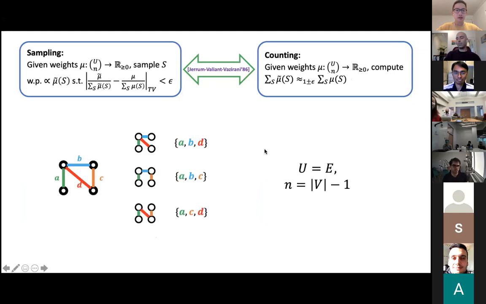Okay, so one example is spanning trees of a graph. Here, the ground set U is just the set of all edges, and the dimension is n. You can think of n as being the dimension of your problem in some sense. Here, the dimension n is just the number of vertices minus 1, assuming your graph is connected. Okay, so this is an interesting class of examples. Here are a few more.